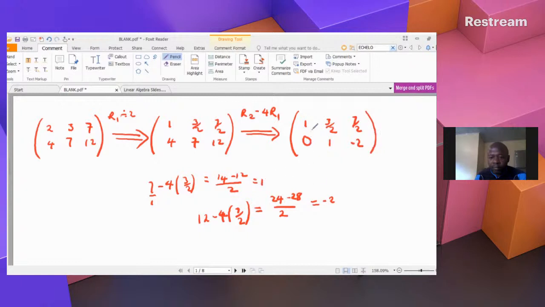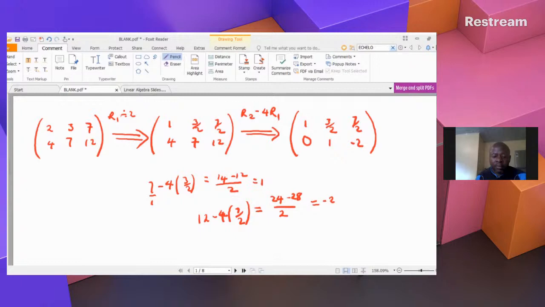Now, this matrix is already in echelon form, because this is the last row, we do not have rows below it. If we had rows below this, I would have used this one here to create a 0 below this column. But since this is the last row and I have the leading one, this matrix is in echelon form the way it is.